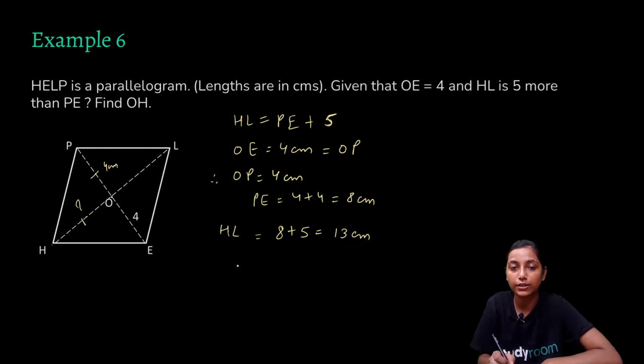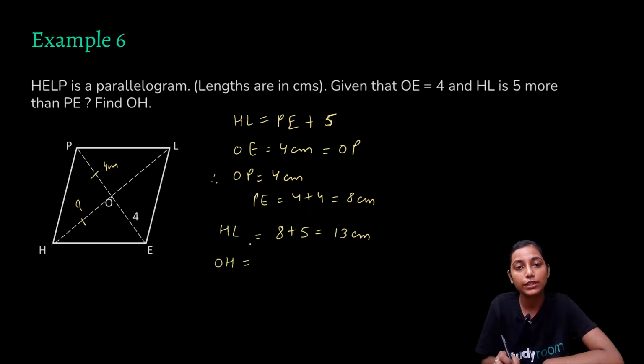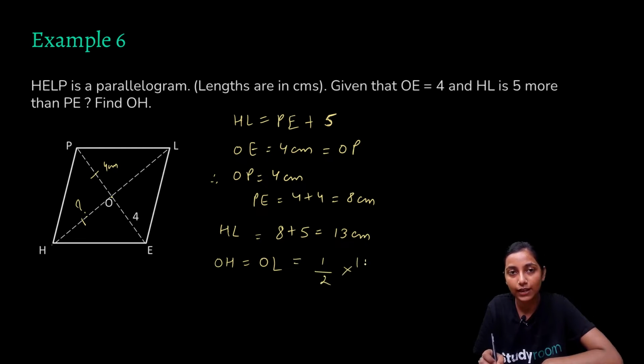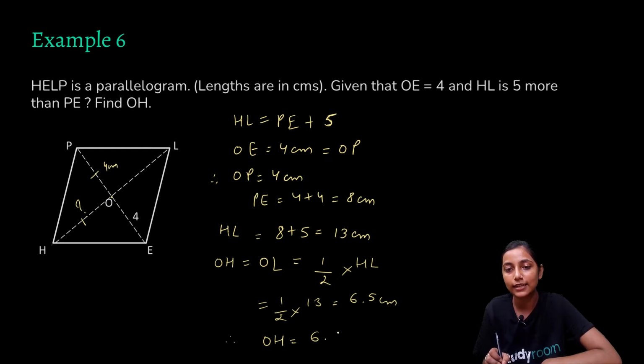What will be our OH? Since OH equals OL, because this diagonal is bisecting the other diagonal, therefore OH is going to be equal to OL. That is equal to half of this whole HL, half of 13 centimeters, that is nothing but 6.5 centimeters. So we have found the length of OH, and that is 6.5 centimeters. This is what we had to find.